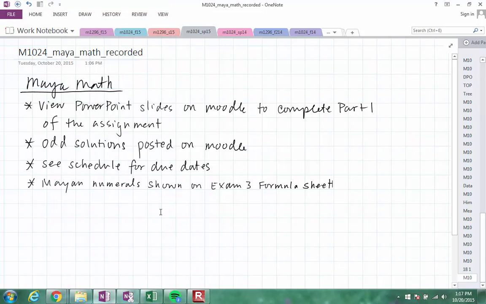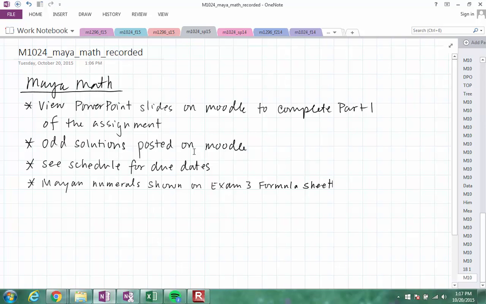Some things you should get out, if you don't have them out already, is your Maya Math assignment. On this assignment, I'm going to show you how to do parts 3 and 4 of that assignment. Also, you can backtrack to part 2, and you should be able to do that based on the examples I'm going to do for you today.